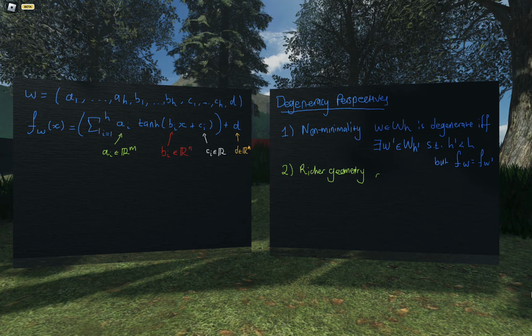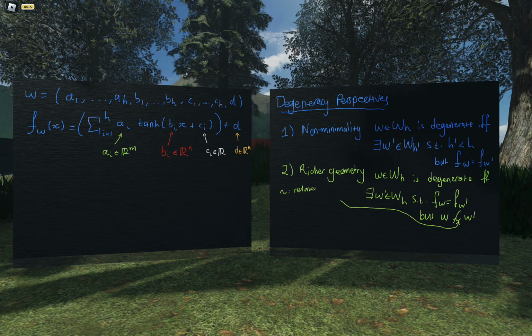So this is the second characterization. W in WH is degenerate if and only if there exists some W prime in WH, same architecture this time, we haven't gone to a smaller architecture, such that f_W is equal to f_W prime, but I'm going to invent some notation in place here: W is not similar to W prime, where this thing means related by some sequence of permutations and sign flips.